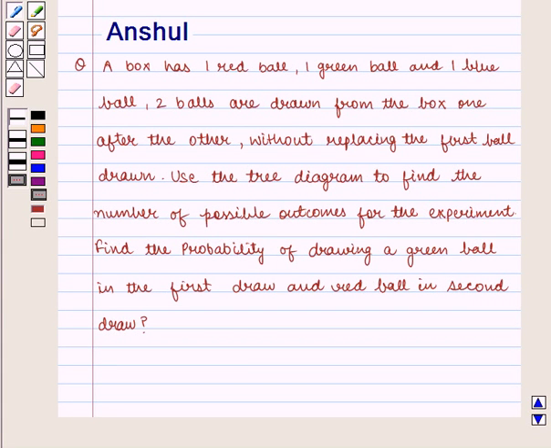In this session, we shall discuss the following question. The question says that a box has one red ball, one green ball and one blue ball. Two balls are drawn from the box one after the other without replacing the first ball drawn. Use the tree diagram to find the number of possible outcomes for the experiment. Find the probability of drawing a green ball in the first draw and red ball in second draw.